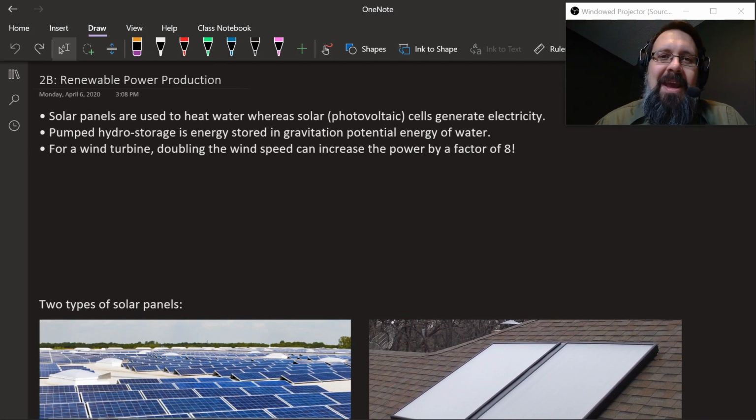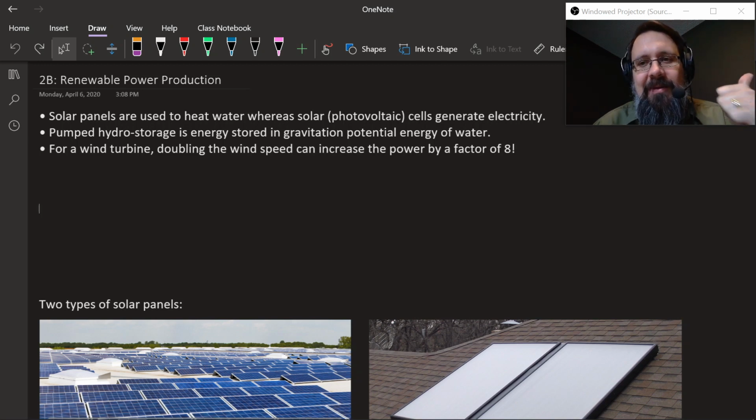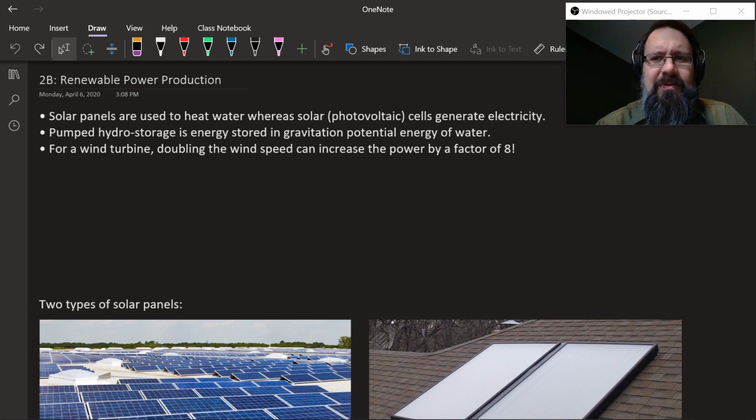So there's three main ideas for today. We're going to be talking about solar power, hydroelectric power, and wind power. And we're going to do mathematical calculations for all three of these energy sources, just to get an idea of how they compare, their advantages, disadvantages, and things like that.